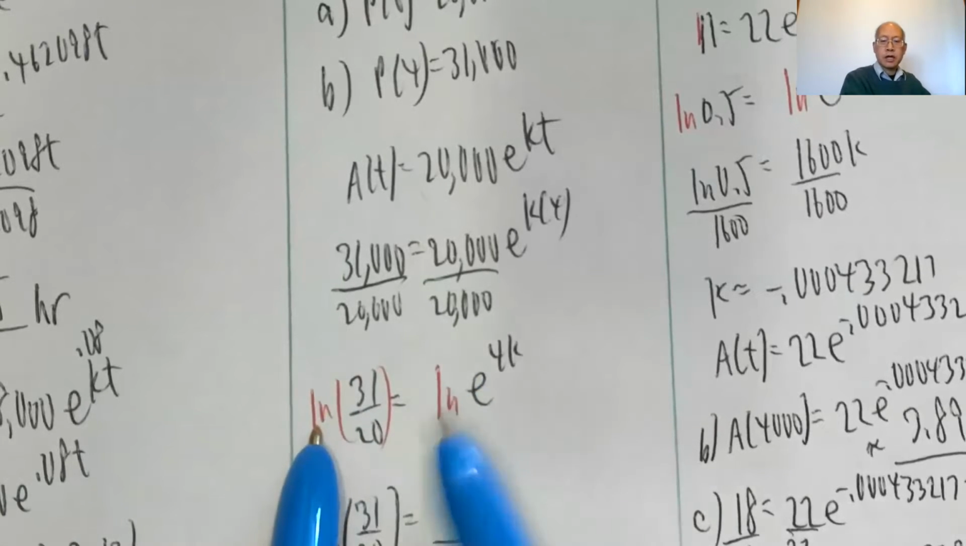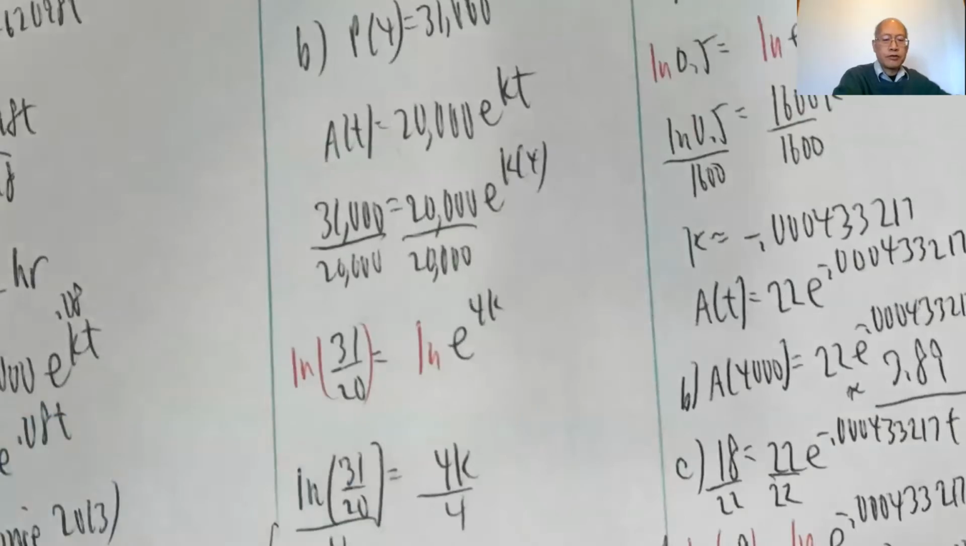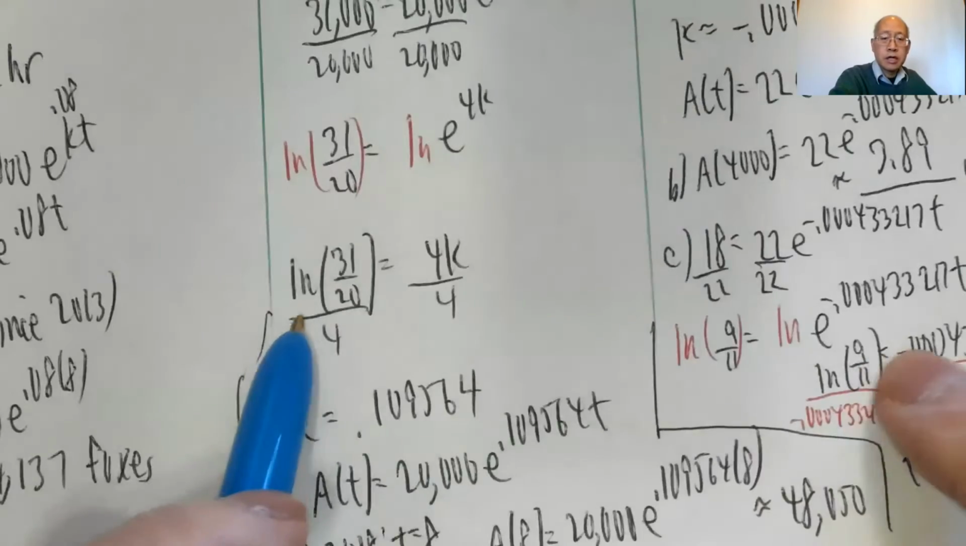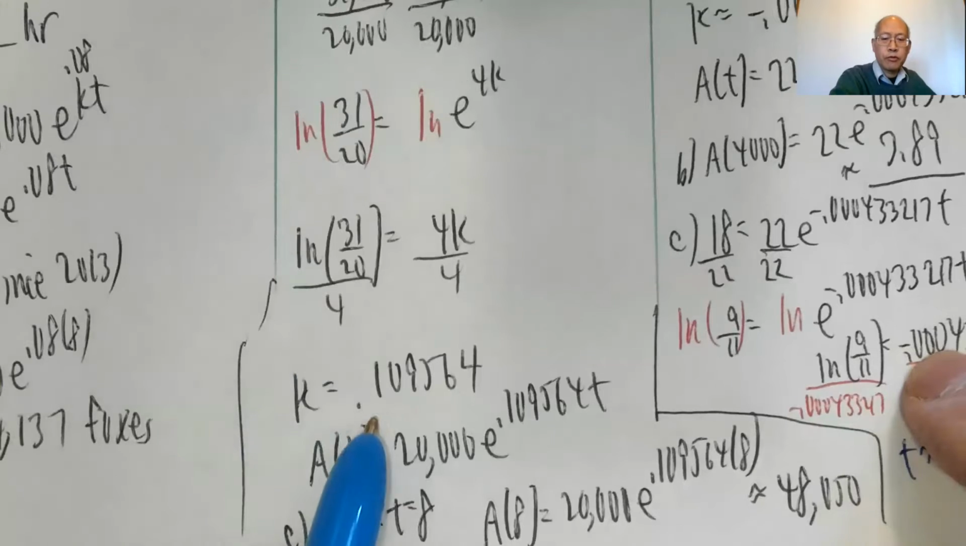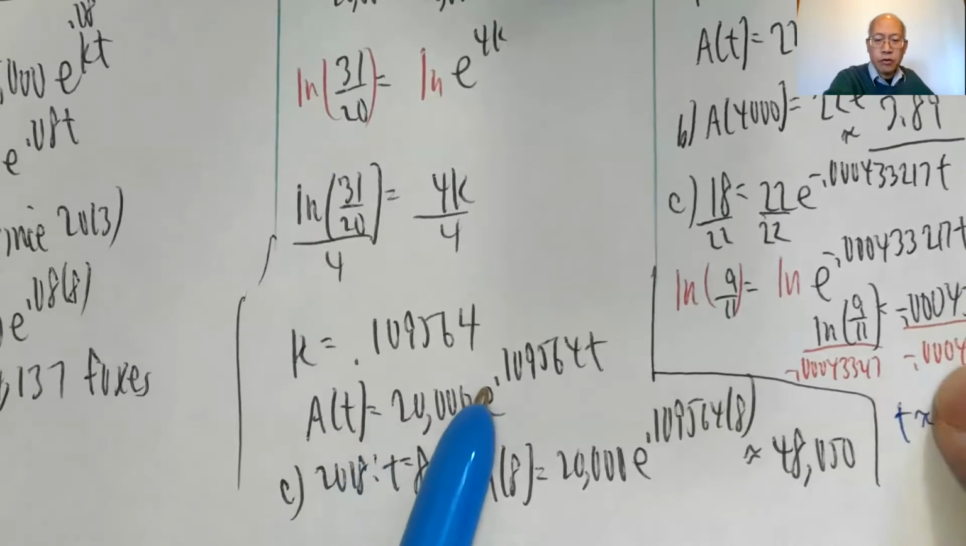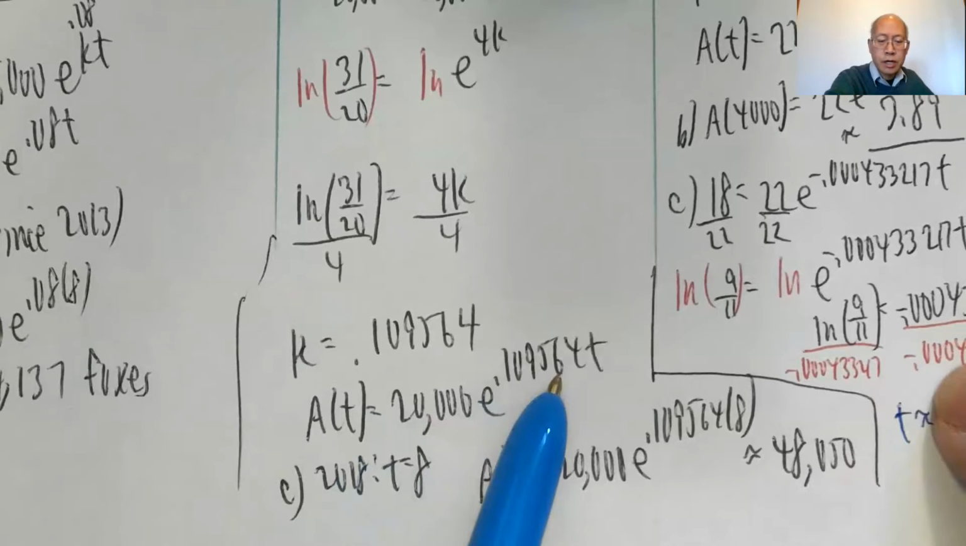Take the natural log of both sides. These cancel out. ln of 31 over 20 is 4k, divided by 4. Punch it in the machine. ln 31 over 20 divided by 4 is 0.109564. So A of t is 20,000 e to the 0.109564t.